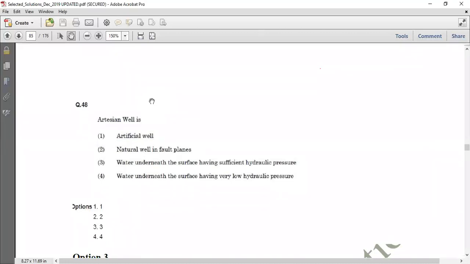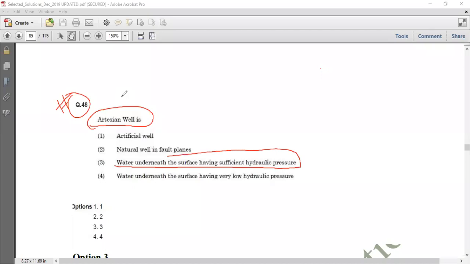Okay, so this is a direct question from your literature. Question number 48 is a direct question from your literature and the standard books also, right? So there is no confusion in this, and it has been repeated many times. The artesian well is basically a direct question. An artesian well is basically a well with water underneath the surface having sufficient hydraulic pressure. So third is the correct answer for 48.